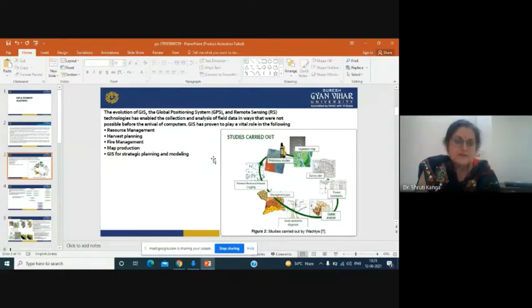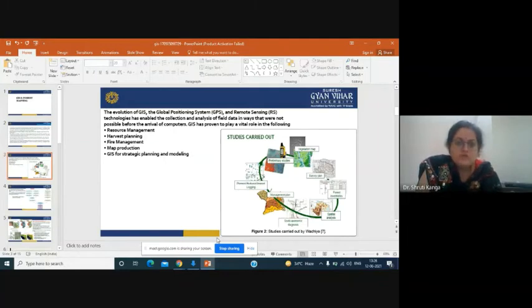The evolution of GIS, global positioning system, remote sensing, all in all together, what we can say is that the role of GIS technologies has made it possible to do it in less time, as well as we are able to do it in a proper manner. We can go for the following things which are becoming very easy with the help of these GIS and remote sensing technology.